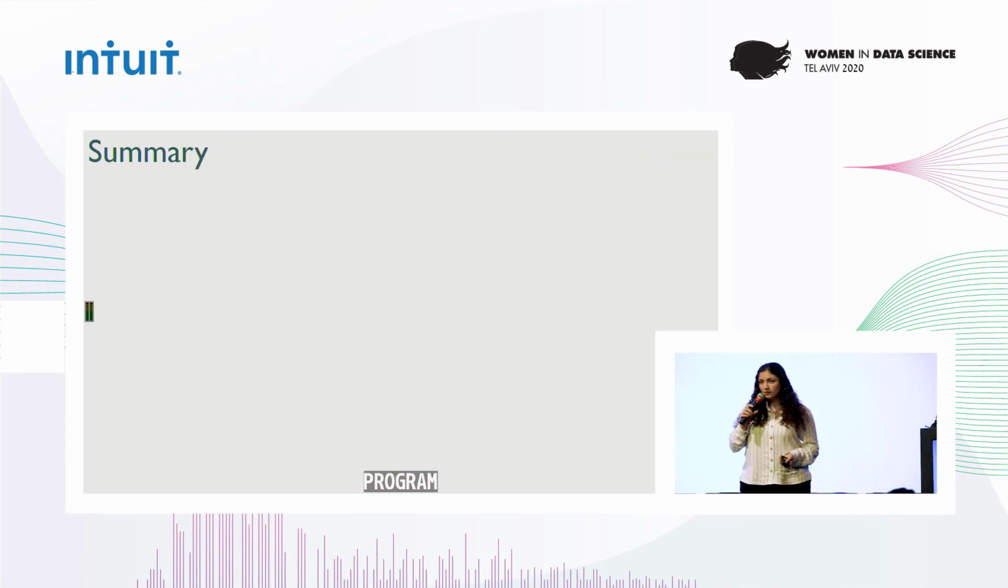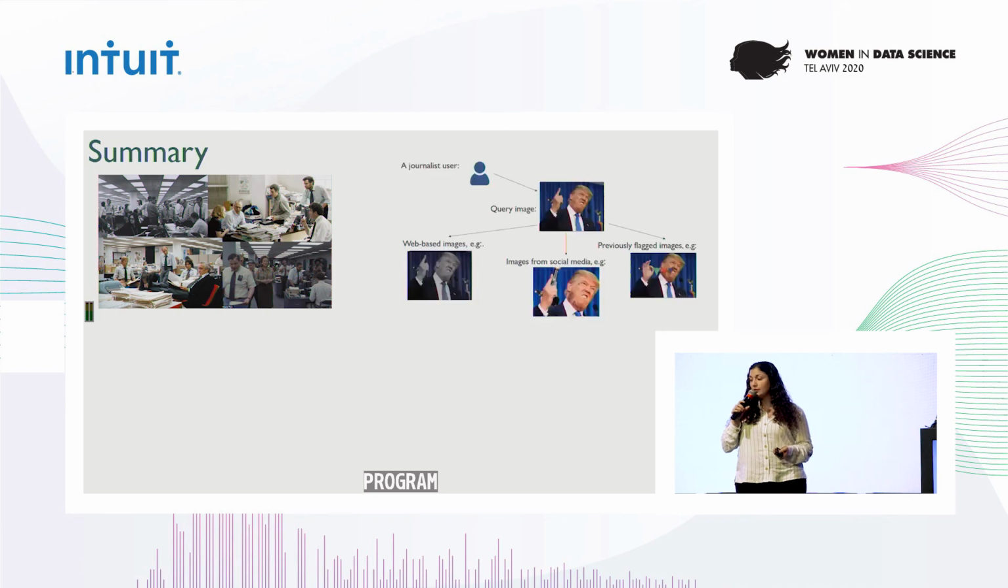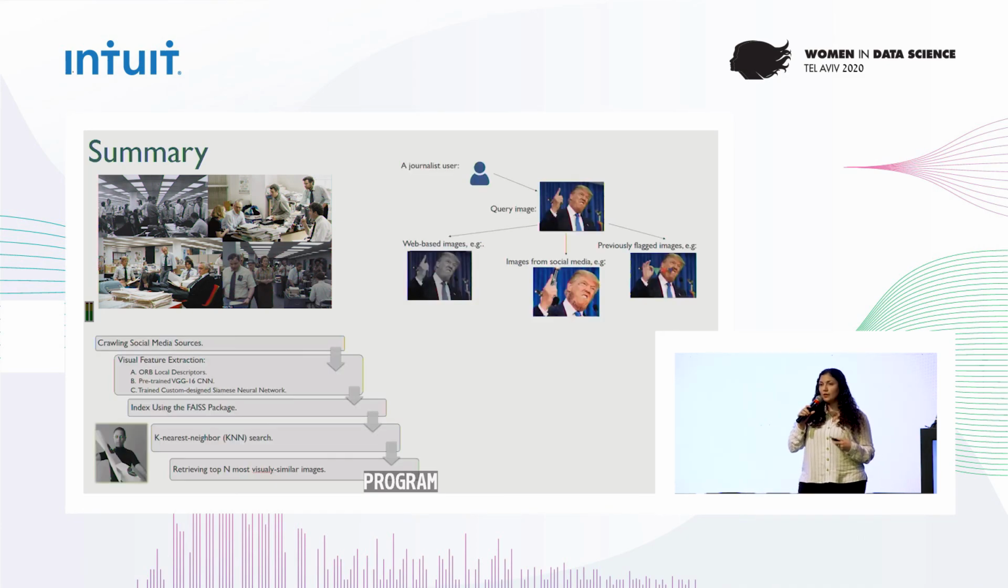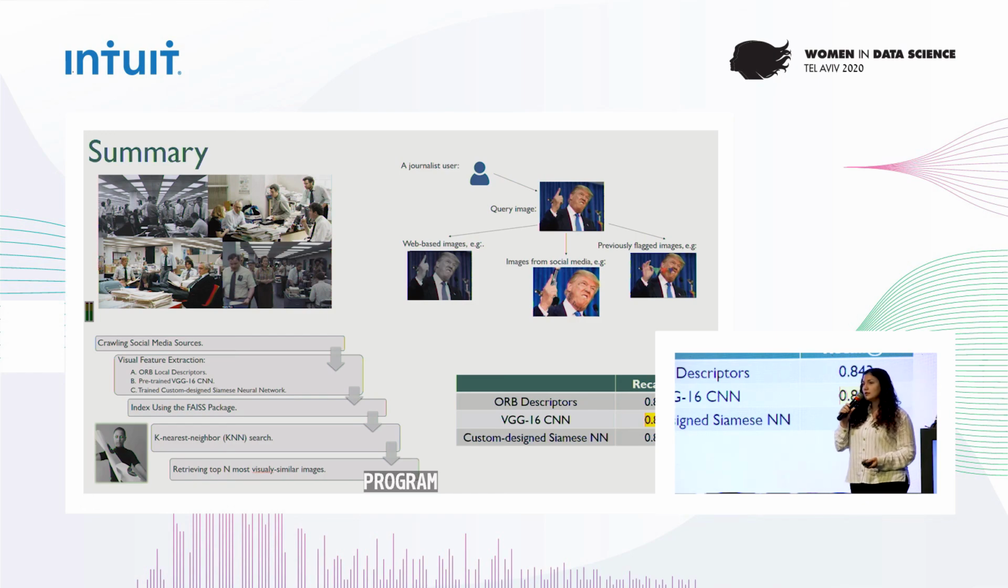To summarize, we talked about our motivation and the need of the journalist for a collaborative tool for addressing visual misinformation. Then we talked about how we designed our solution and how we implemented and developed it. Finally, we saw some benchmarking results showing that using VGG16 as the visual feature extraction method resulted in more than 85% recall, which showed that we can help the journalist by using our system.